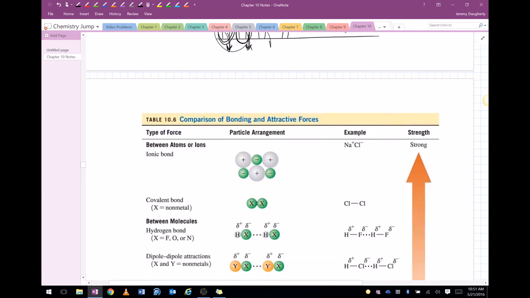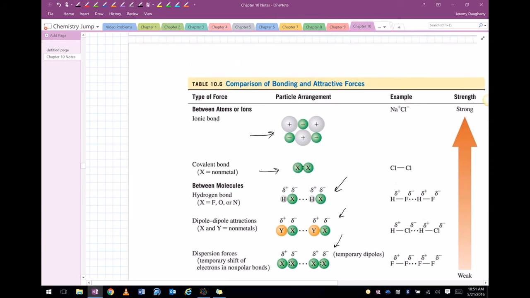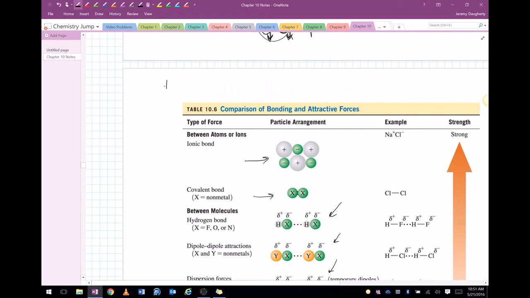Okay, now here are some other forces, and I want to mention one particularly. So this is going from strongest to weakest. The ionic bond we say is the strongest. The covalent bond is next. And then hydrogen, dipole-dipole, London dispersion force. Now there's another one that is called an ion dipole force. Okay, it's not in the notes here.